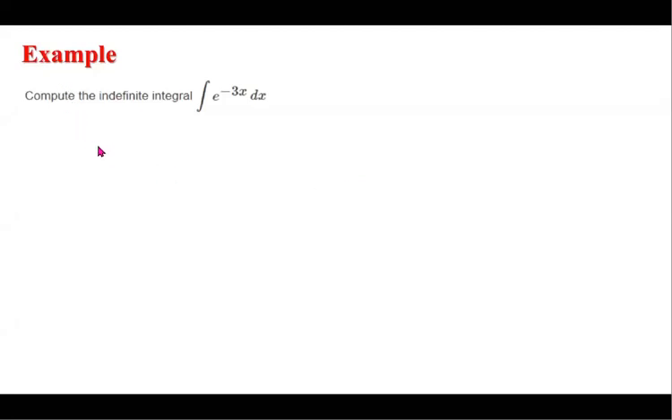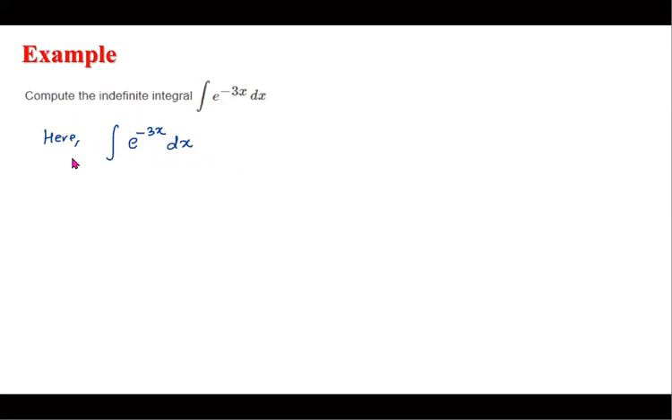Okay, example 7. Compute the indefinite integral which is given here. So here we have the indefinite integral of e raised to -3x dx. This is also a composite function. The exponential function is the outside function. The inside function is the linear function -3x. But the derivative of this inside function is not here in this problem.